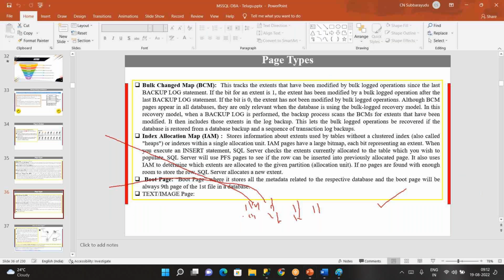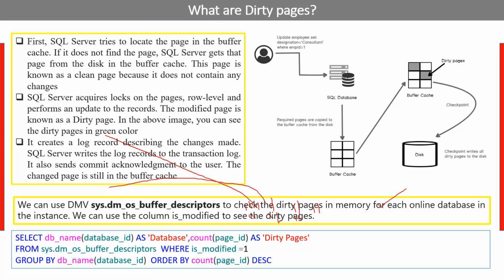Let me present the same thing over the PPT. First, SQL Server tries to locate the page in the buffer. It will first verify whether pages are available in the buffer cache or not. Buffer cache is nothing but the data cache. If it does not find the page, SQL Server gets that page from the disk, which is the MDF, into the buffer cache. These pages are known as clean pages because they don't contain any changes. Whatever I explained, I mentioned the same thing in the PPT as well, right, sir?